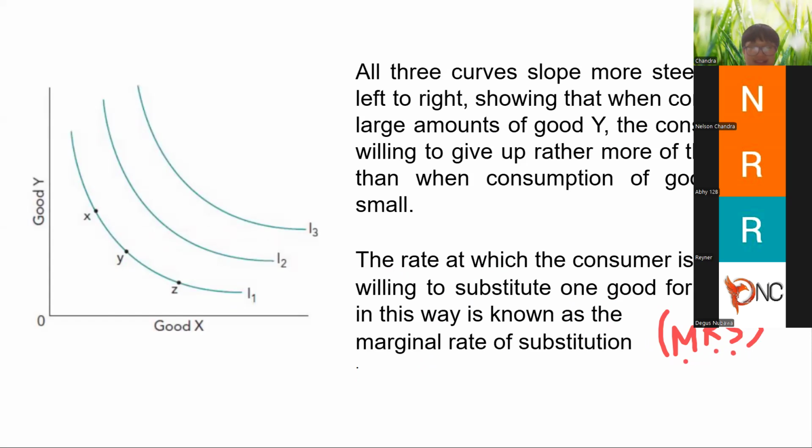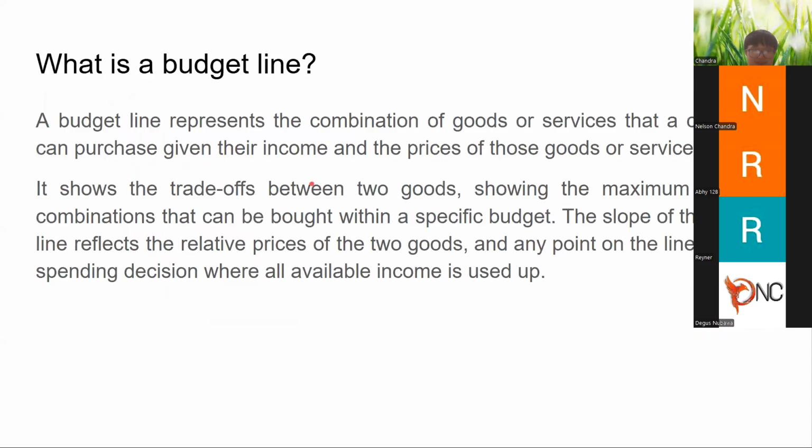That is the answer. Now, the budget line represents the combination of goods or services that a consumer can purchase given their income and the prices of the goods or services. The budget line is similar to the PPC.